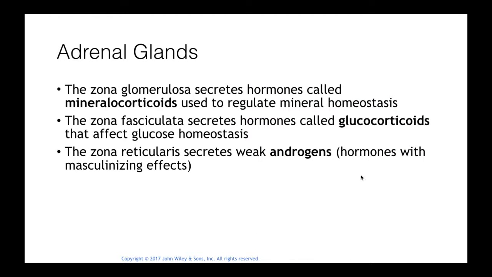Okay, so here we have the zona glomerulosa secreting the mineral corticoid. We said aldosterone. Then you have the zona fasciculata secreting the glucocorticoids, affecting glucose metabolism and homeostasis, primarily cortisol. And then we have the zona reticularis secreting the androgens, primarily testosterone.